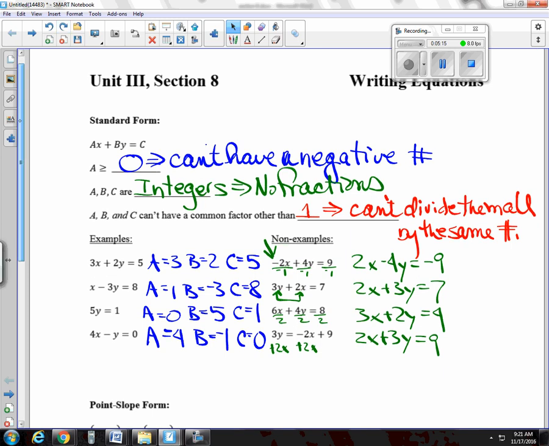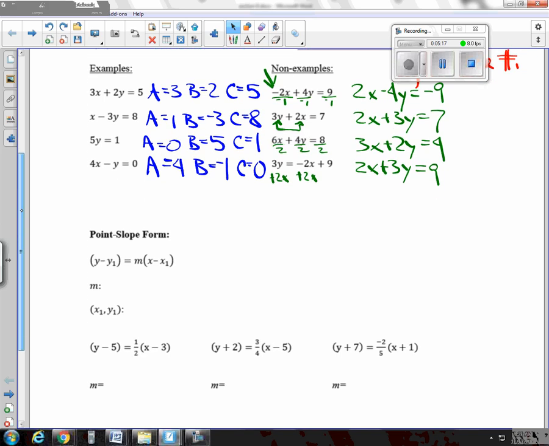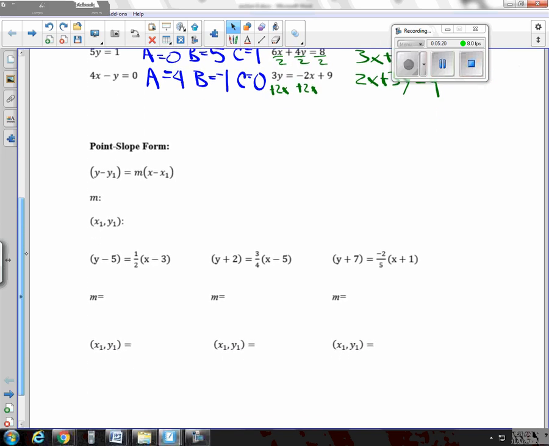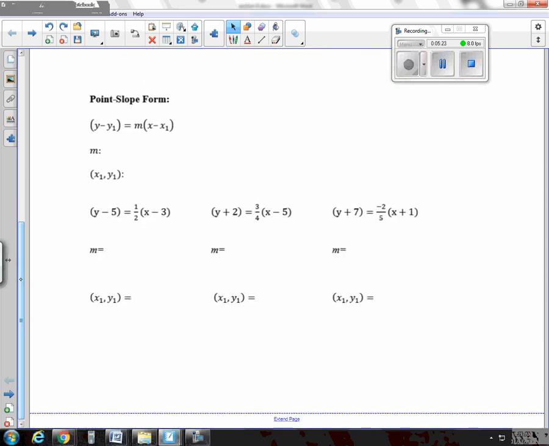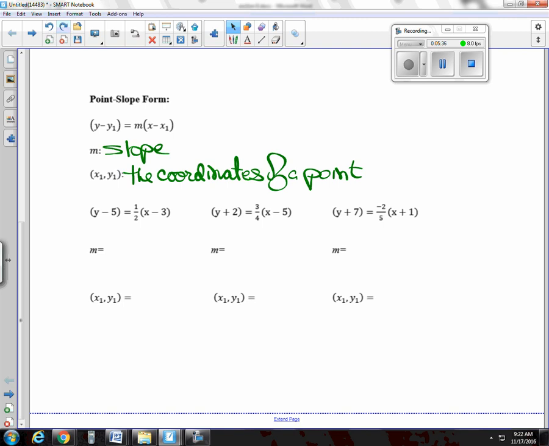All right, so let's go on to point-slope form. Point-slope form is this. y minus y1 is equal to m times the quantity x minus x1, where again, m is the slope. x1 and y1 are the coordinates of a point on the line. M is always the slope. y equals mx plus b, right? M is the slope. x1 and y1 are the coordinates of some point on the line.